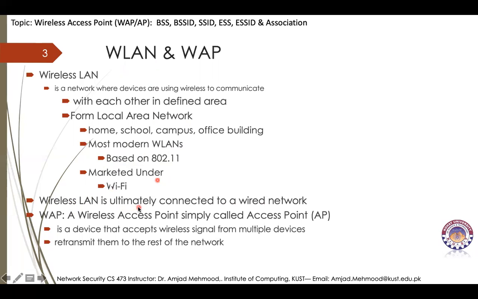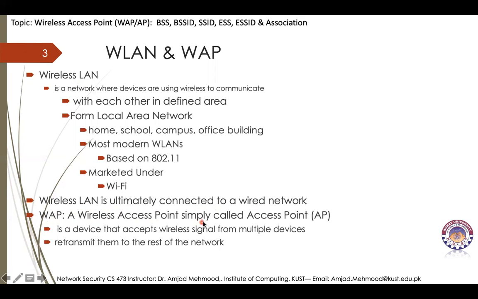Wireless LAN is ultimately connected to a wired network. Normally, it is considered that in a wireless network we don't have any wires, but at the edges you have only wireless, and above that you are connected through a network which is normally wired.